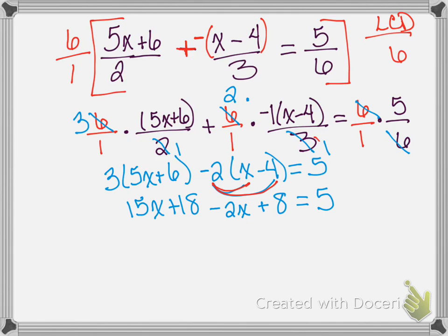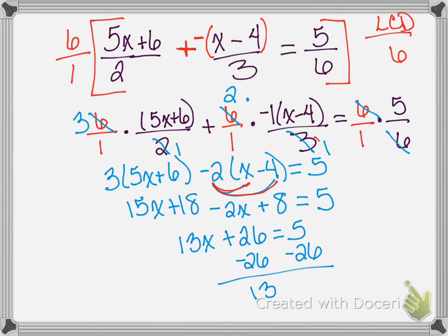15x and negative 2x is 13x. 18 and 8, I'm sorry, is that 26? Yes. Okay, I subtract 26. And so my final answer is x equals negative 21 over 13.